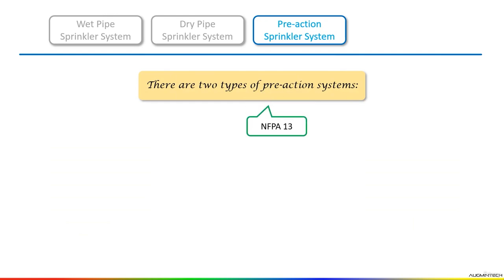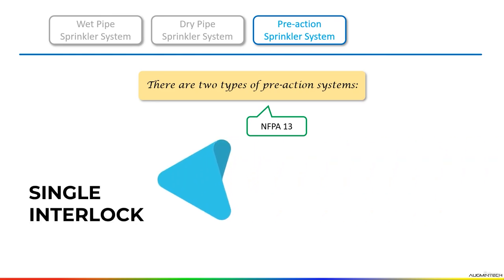Now there are two types of pre-action system. As per NFPA 13, there are two types of pre-action system. What are they? First, we have a single interlock pre-action system. So what do you understand by single interlock?